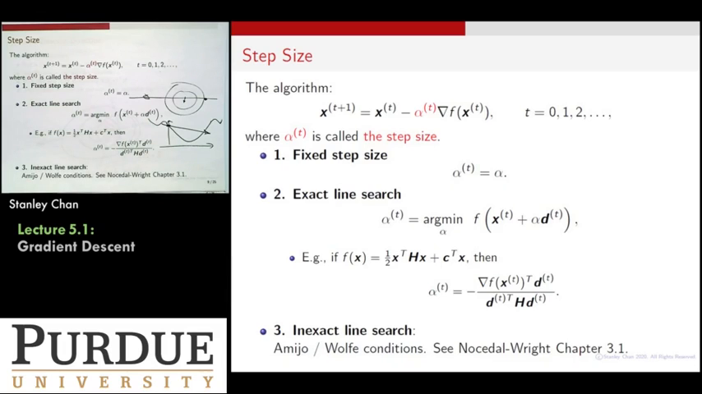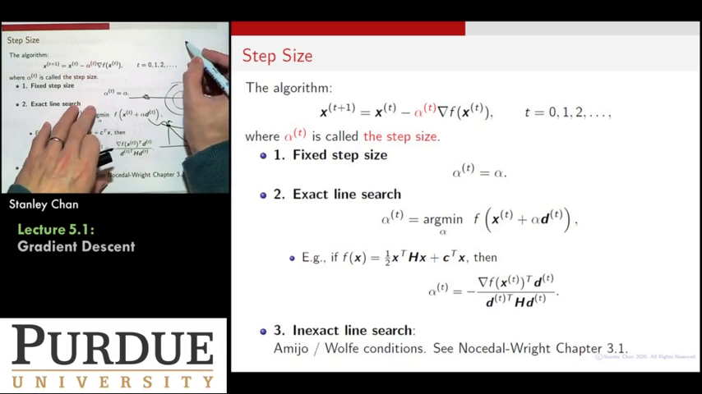Question? For the exact line search, if we choose the step size as that, then should it be that just one iteration can optimize? So the question is, if I run this exact line search, would I be able to get to my ground truth solution in one step?